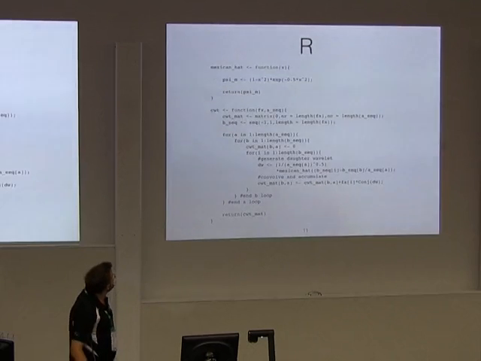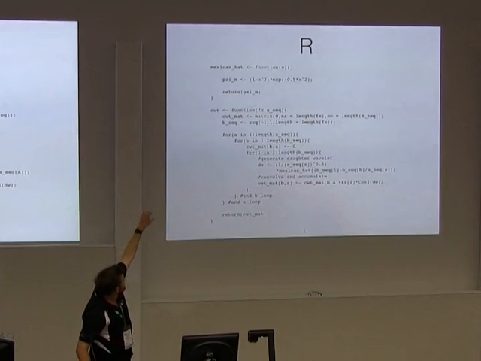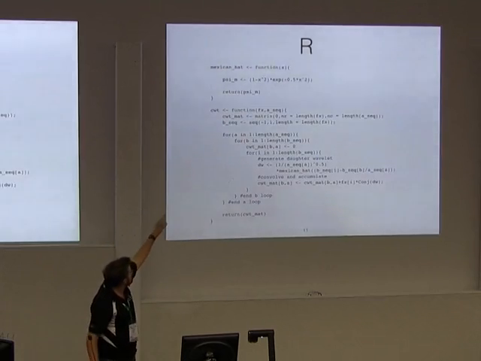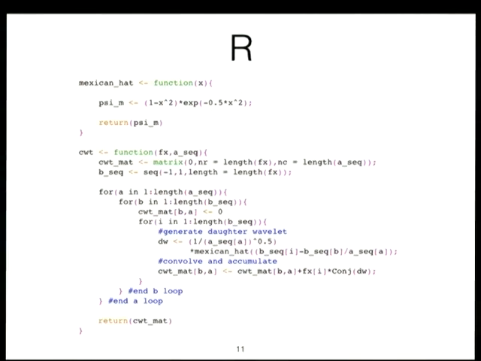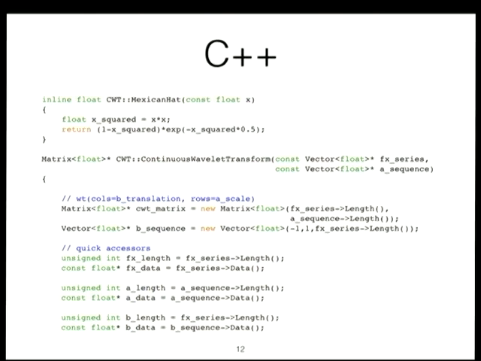So this is the R code. Can everyone see that okay? I tried to make it as big as possible. So the Mexican hat function is at the top. The most important portion is there are 3 nested for loops. The outer for loop is A, the scale, the middle for loop is B, the translation, and the inner for loop is I, which is the convolution, which iterates across the whole signal and does pointwise multiplication and a sum. Okay, and that maps pretty well to C++.